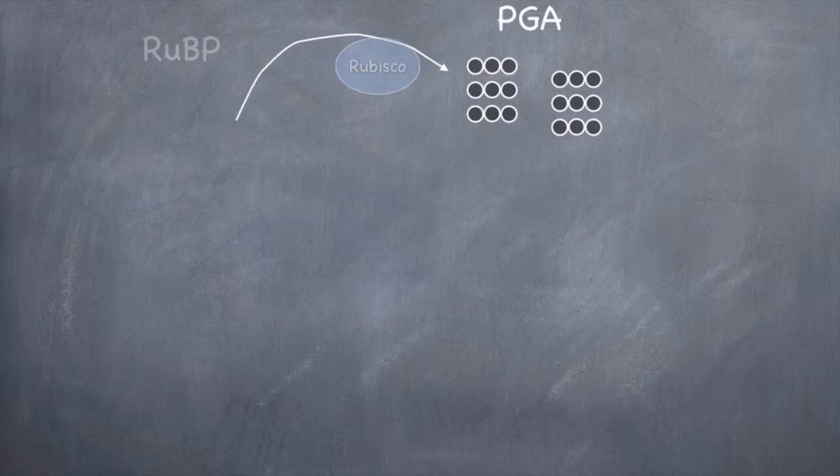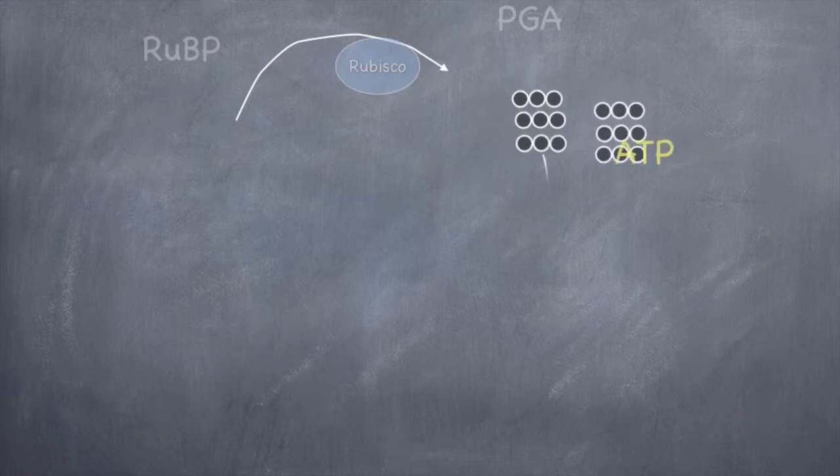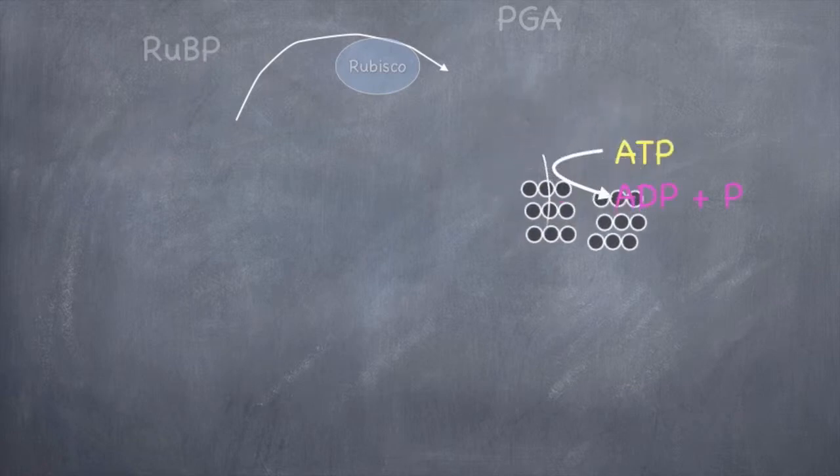The low-energy PGAs are turned into high-energy PGALs with the power of ATP and NADPH. This reaction results in the production of an ADP and an NADP+.